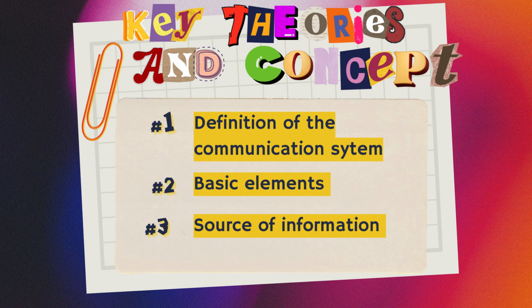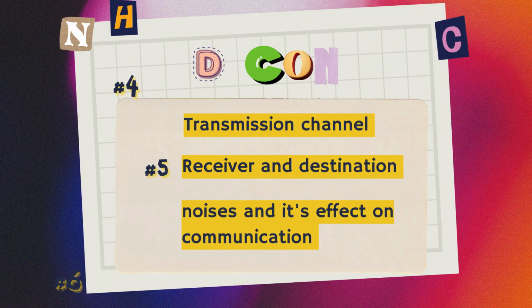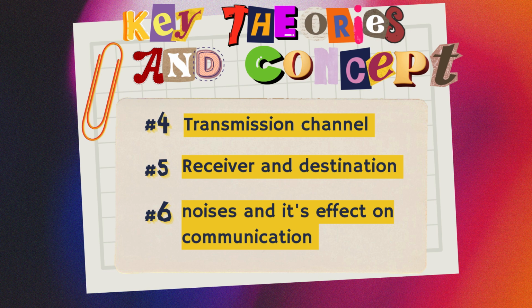Source of the information. The source is where the information originates. For example, when someone speaks, their voice becomes the source. After the message is generated, it needs a path to travel, which brings us to the transmission channel. Number 4, transmission channel. The channel is the medium that carries the signal from the transmitter to the receiver. It could be air, cable or fiber optic depending on the system.